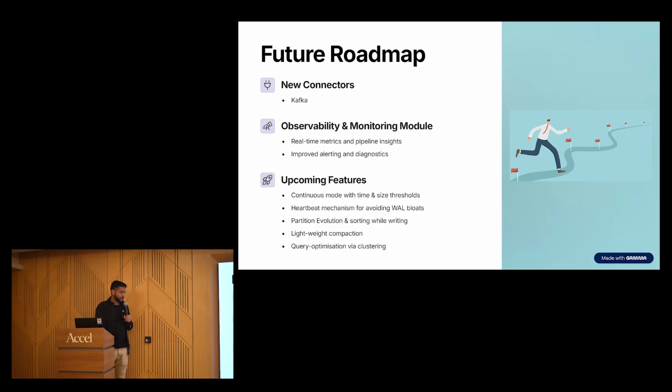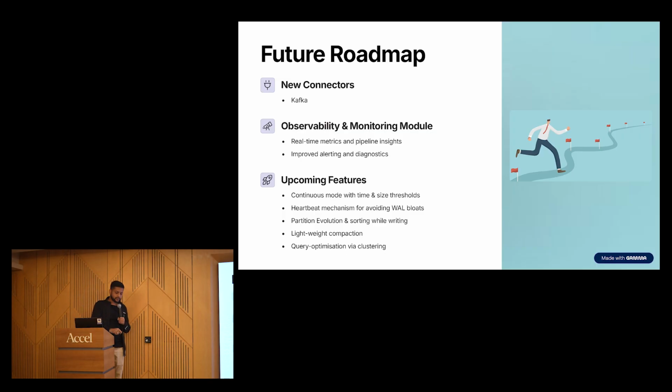This is again for avoiding WAL bloat. This feature has been there in Debezium for a good amount of time. Then there is partition evolution and sorting while writing. We recently hosted Amit, who is a co-founder of a company called Lakehouse. He was talking about this recently. If you write your data in sorted order while writing, your query performance is actually 50% faster, right? So that is something that we have gotten as a request.